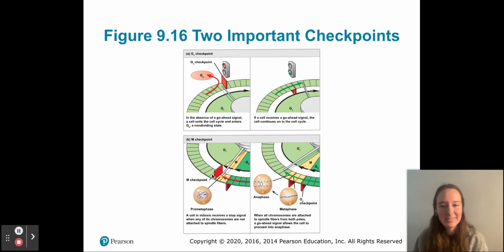So how can we get past this checkpoint? Well, the cell will wait. And once all the chromosomes are attached to spindle fibers on both sides, so on the plate, each sister chromatid is attached, then the go-ahead signal will allow the cell to move into anaphase. And so the sister chromatids will start being pulled to each side of the cell. So those are the two checkpoints here.